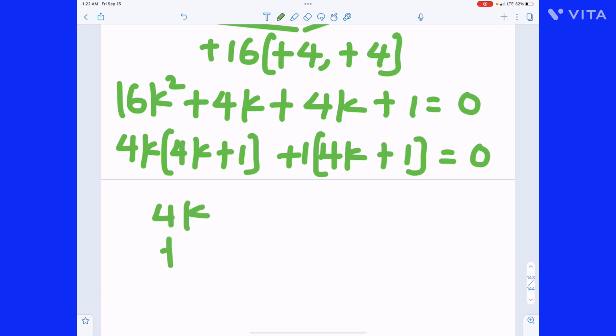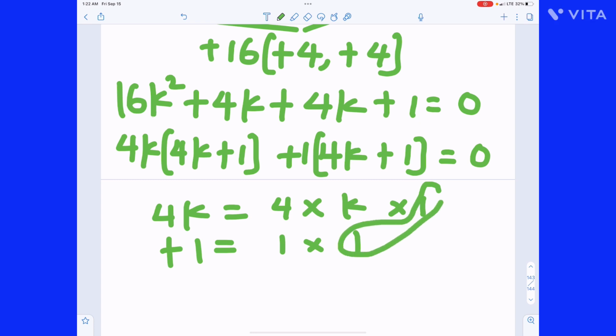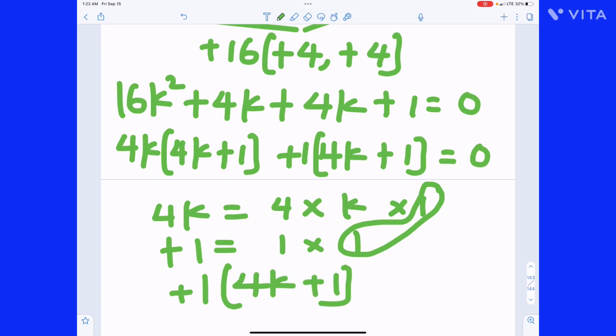I want to factorize 4k plus 1. 4k is 4 times k, plus 1 is 1 times 1. So what is common? 1 is common because I can add 1 here. So 1 is common. So plus 1. That one is positive. I'll be left with 4k plus 1. I hope you understand that factorization.